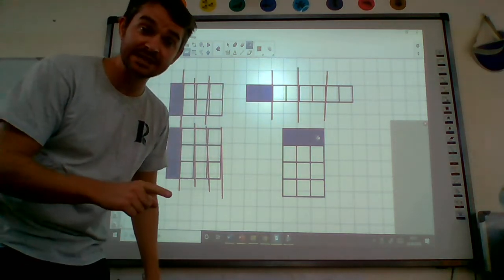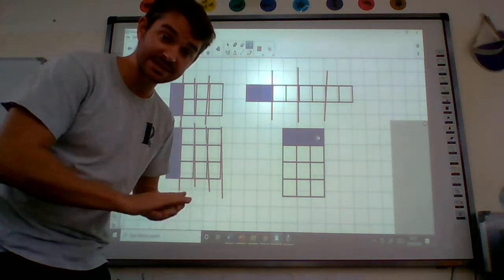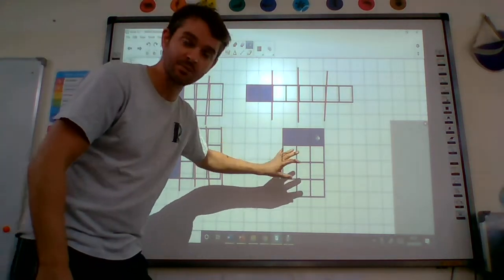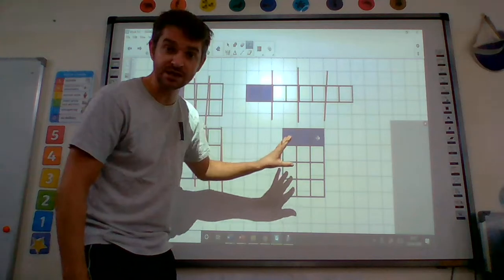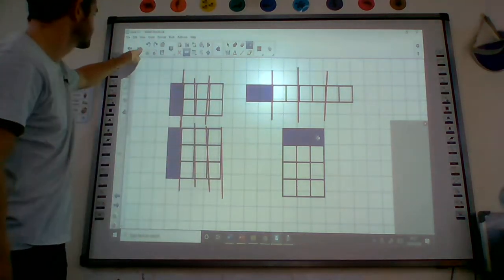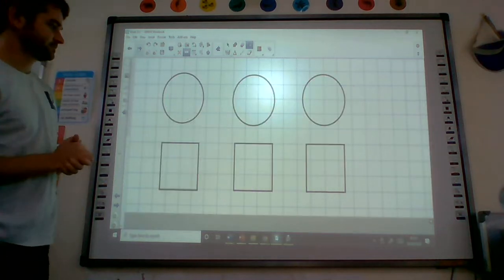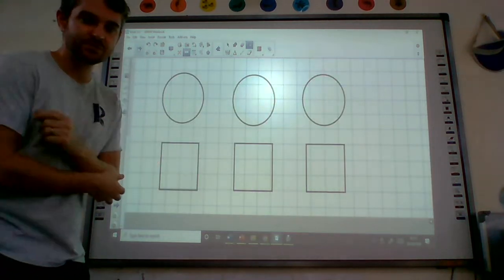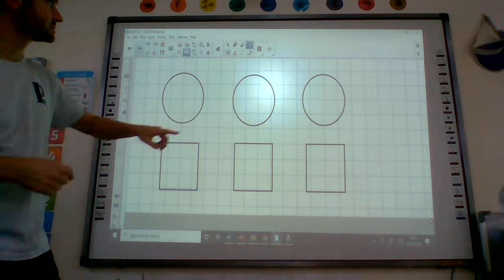Really think about that today. Might be worth looking at your maths yesterday, especially at this example, because if you can't find a quarter, finding 3 quarters is going to be tricky. Okay, we're going to split these shapes.